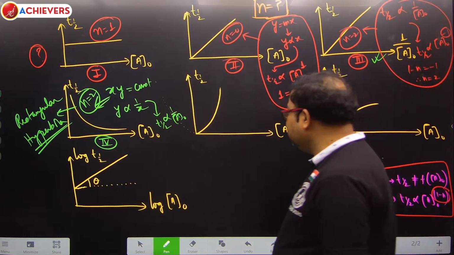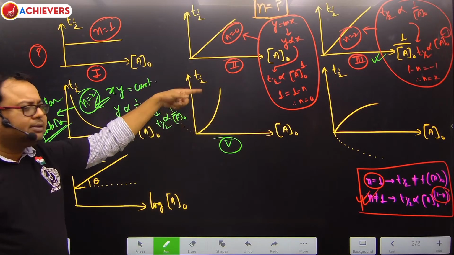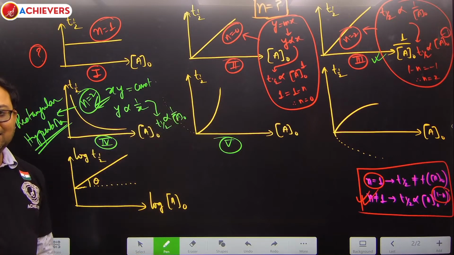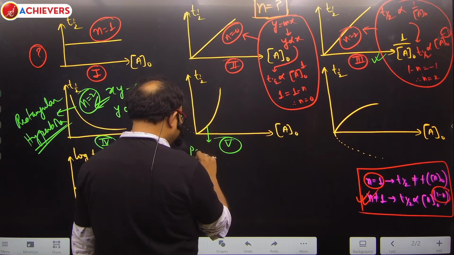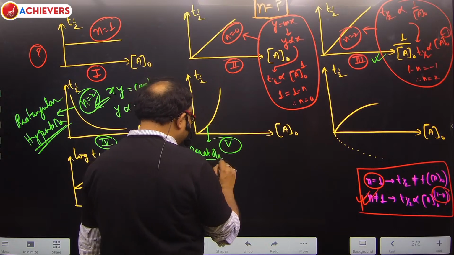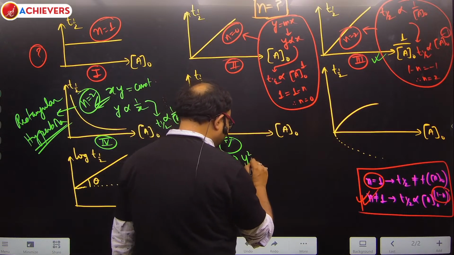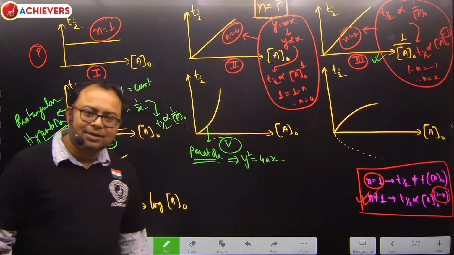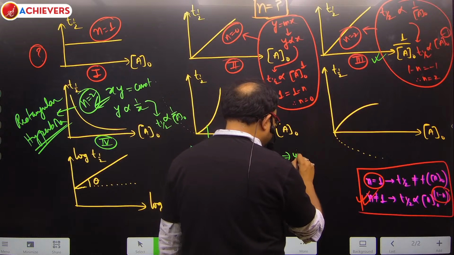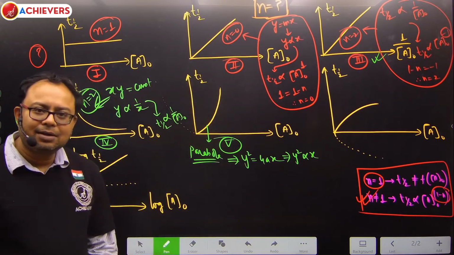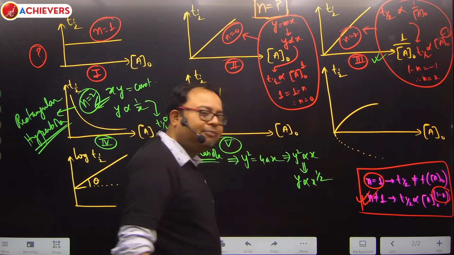Now let's move on to the fifth plot. In the fifth plot we find this sort of a picture. What is this diagram? It's a parabola. What sort of a parabola? It's basically y square equal to 4x. I think you are already acquainted with this. So basically y square is proportional to x. That means y is proportional to x to the power half.